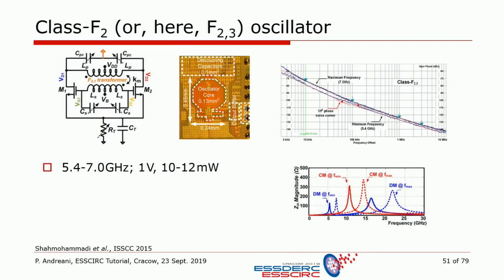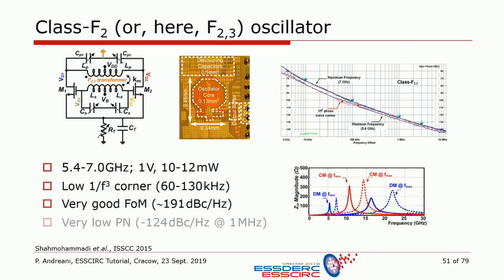So starting with Shah Mohammadi from Delft, you see that it's a so-called class F2, actually class F2 and F3 here, oscillator. And you can see here that there are not 1, not 2, but actually 3 resonances. So at omega 0 and 3 omega 0 is differential resonance, and at 2 omega 0 is a common mode resonance. And then you can see that at maximum and minimum frequency across the tuning range. And also in this case, they obtain really good performances, a good tuning range, a very good figure of merit, a low phase noise.